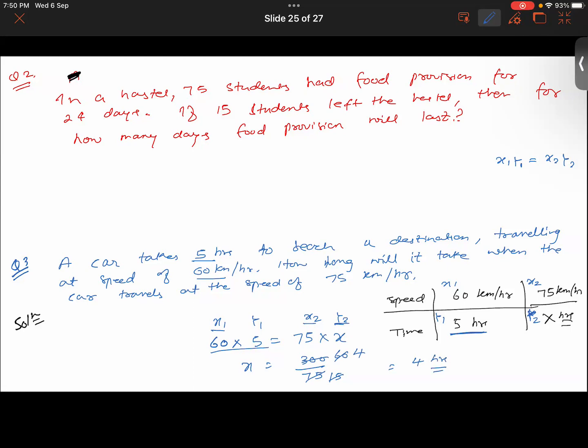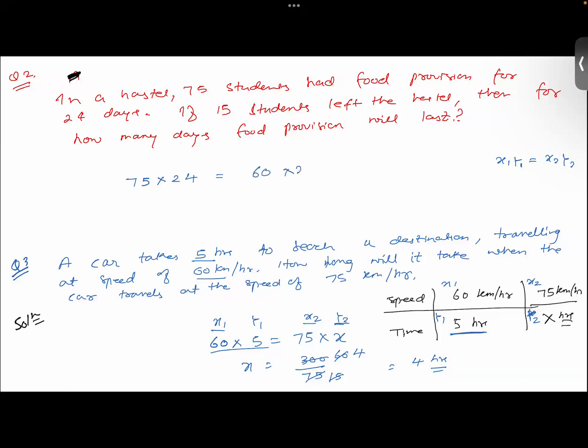For question number 2, what is the answer you are getting? 30 days. Yes, sir. I am also getting 30 days. Okay, well done, guys. That is the required answer. So if you were to solve it like this, 75 into 24 equals 60 into x, that will give you 30 days. Right. Okay, good.